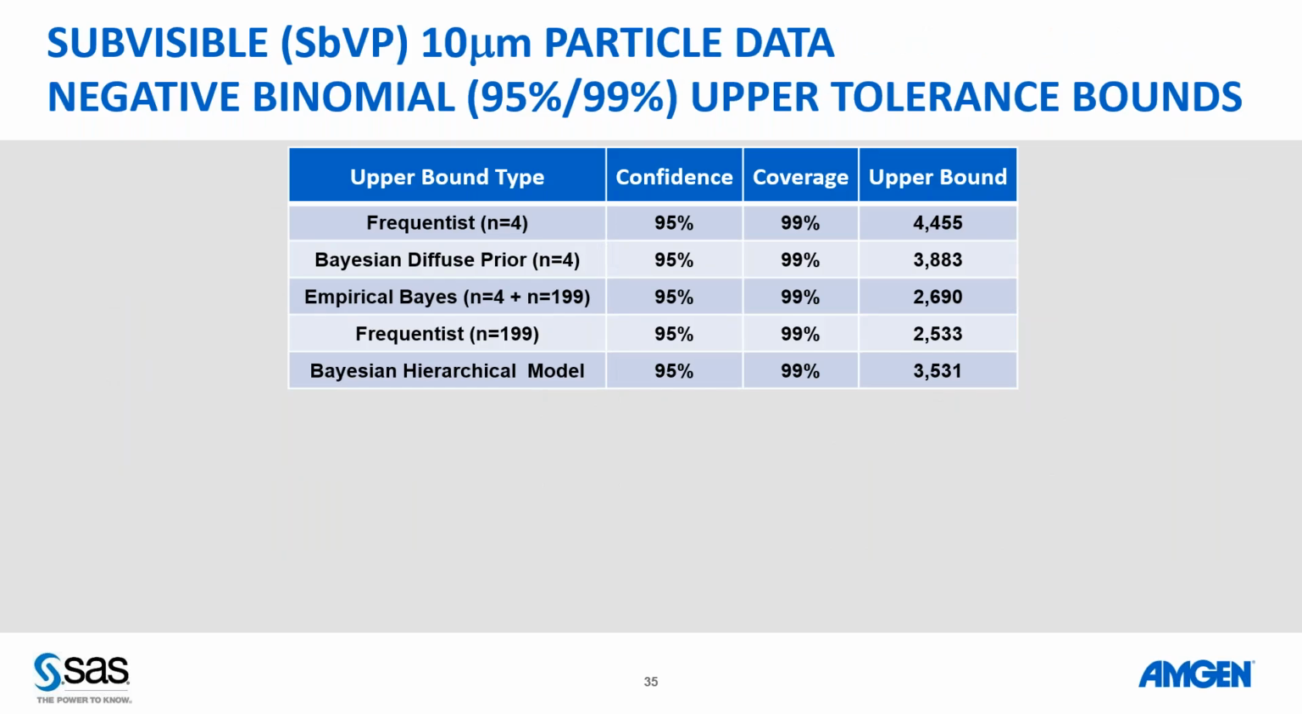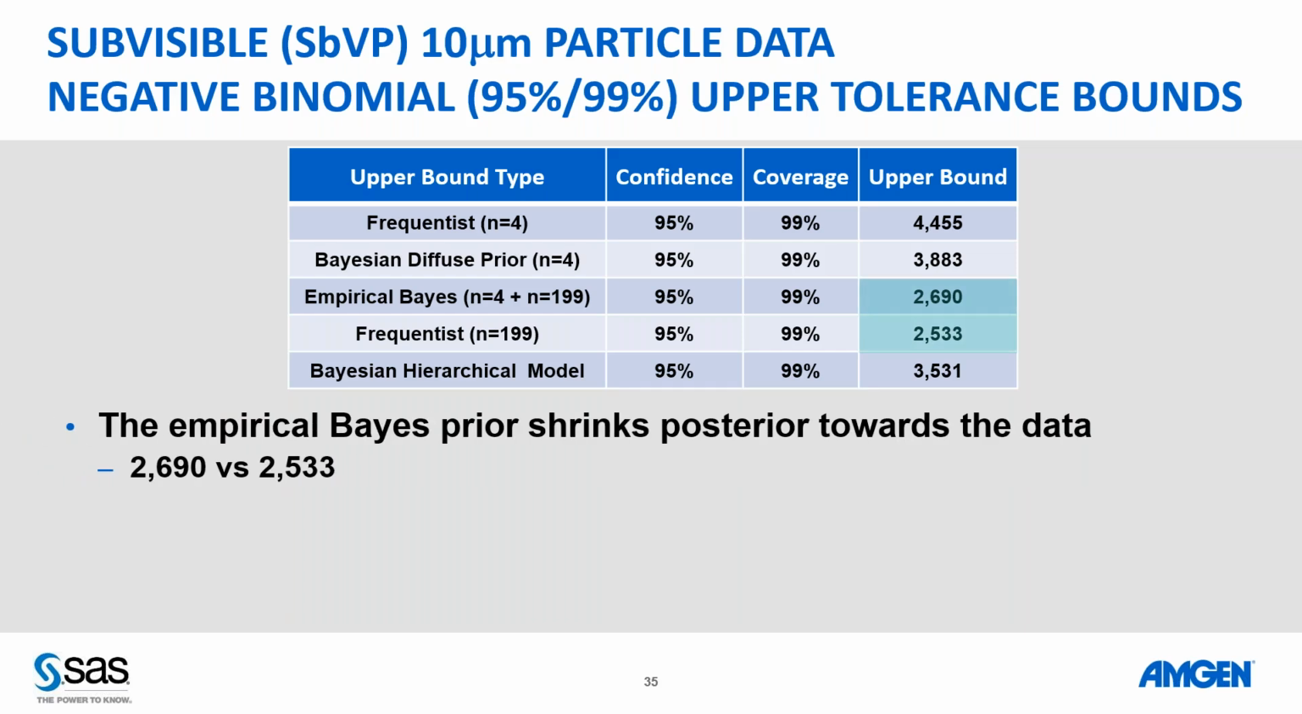And these are the results of all the things that we've done so far, so you can see what's going on. If you look at the empirical Bayes that we just did, that was 2,700. That tends, as Fan has mentioned, to shrink the posterior towards the data. So the line at the bottom, the 2533, that is the upper bound. If you just grab the 199 observations and do a frequentist upper bound, you get 2533. So you can see that, in fact, yes, the empirical Bayes that we did, which derived the priors and the parameters of the priors from the MLEs of the 199, does go there.